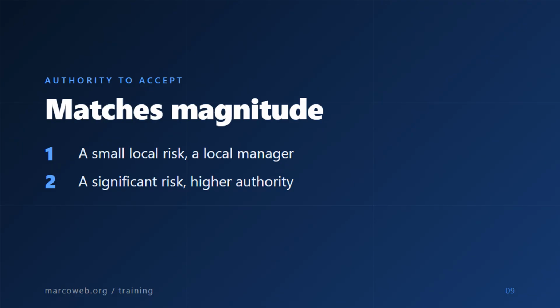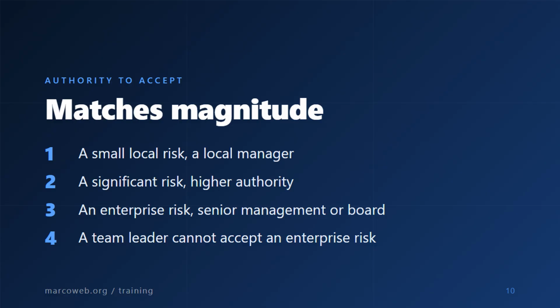A significant risk needs a higher level of authority to accept it, someone who can answer for that magnitude. And an enterprise-level risk must be accepted by senior management or the board. A team leader cannot accept an enterprise-level risk, exactly the principle from the findings lesson in Domain 1.